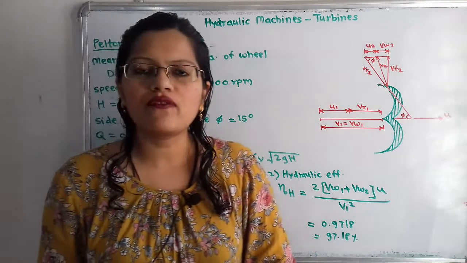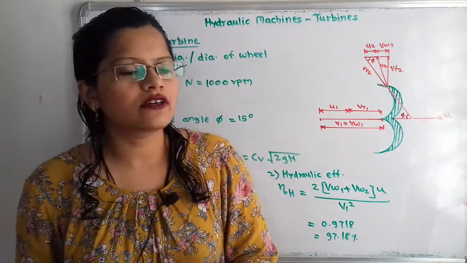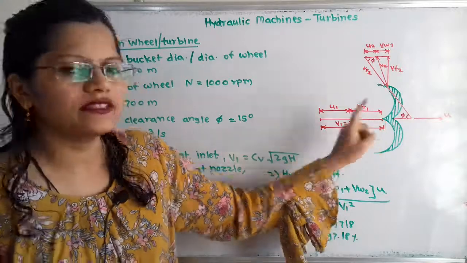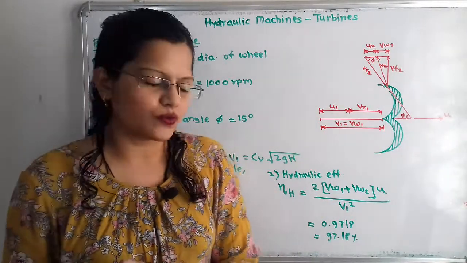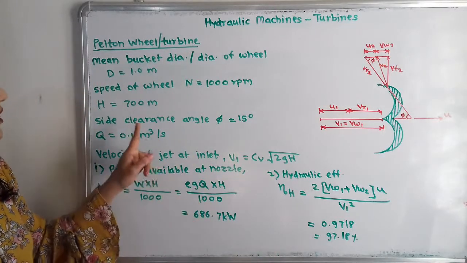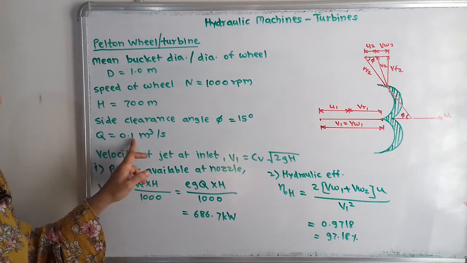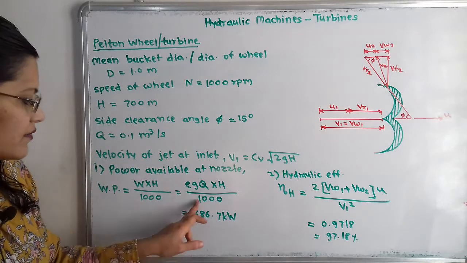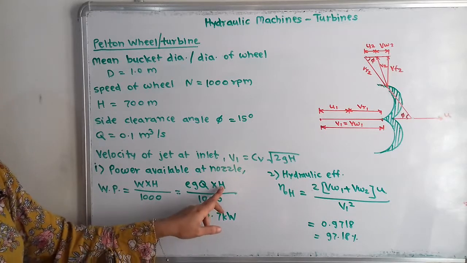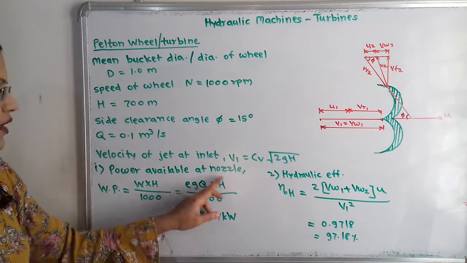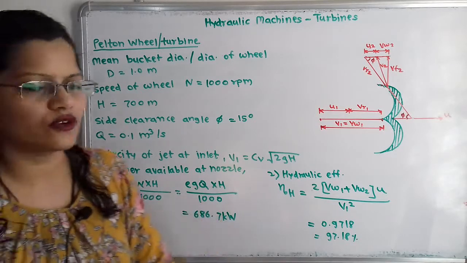So value of Q, how we can define here? That is the volume of water striking these veins per second. So it is also known as the discharge Q. So its value is in meter cube per second. So here Q value is given, that is 0.1 meter cube per second divided by 1000. So when we use this formula, and here is H, so value of H is 700. So when we use this formula, we will get the answer 686.7 kilowatt.